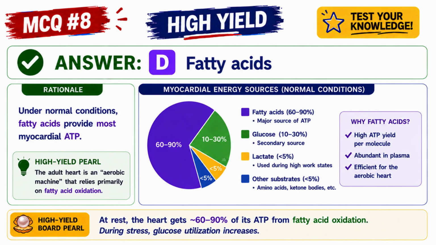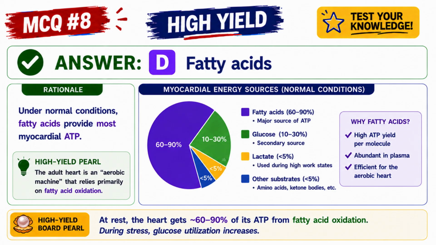But this preference shifts with physiologic state. After a carbohydrate-rich meal, glucose utilization increases. During intense exercise, lactate becomes an important substrate. The heart actually consumes lactate produced by working skeletal muscle. During ischemia, fatty acid oxidation is impaired because it requires oxygen. The heart shifts toward anaerobic glycolysis. ATP production falls dramatically, which is why ischemia so rapidly compromises contractility.